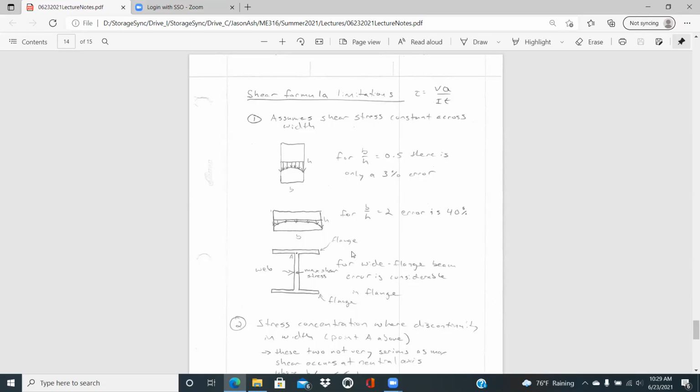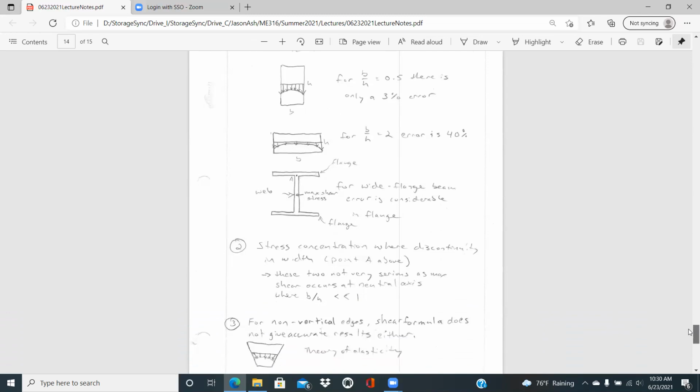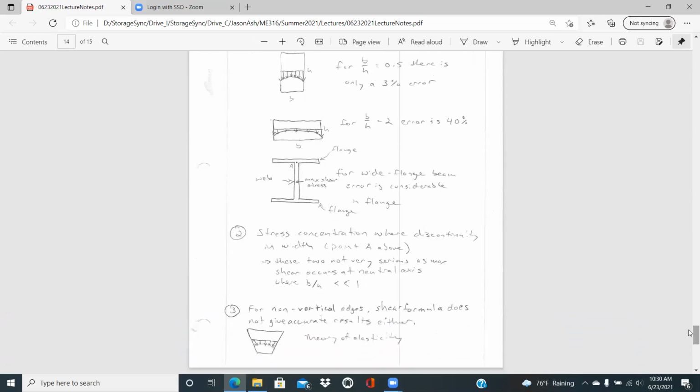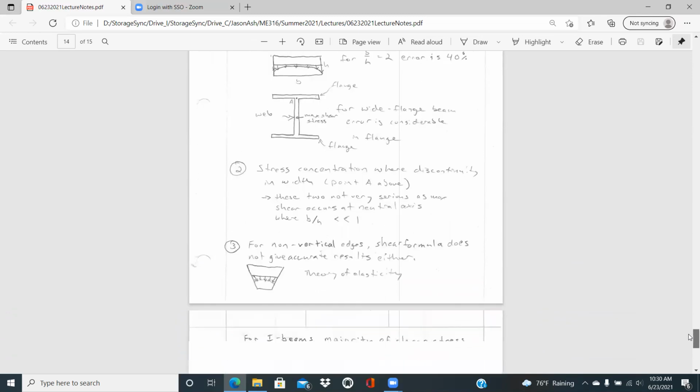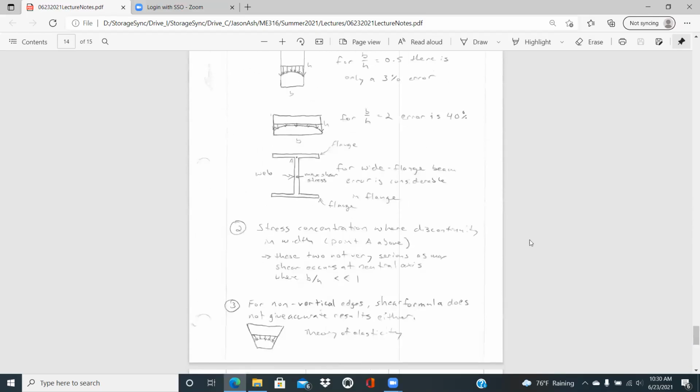For a wide flange beam, the error is considerable. You have your flanges on the top and bottom. You have your web connecting the two. You're going to have your max shear stress occurring at the center of the web. Oh yeah, we're going to talk about this on the next page, how to get an approximation of that.